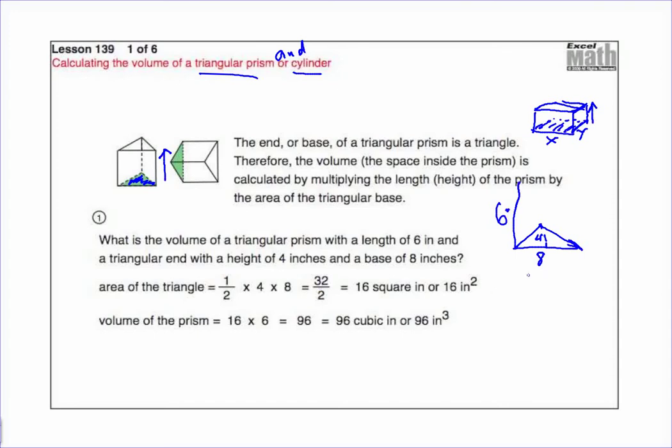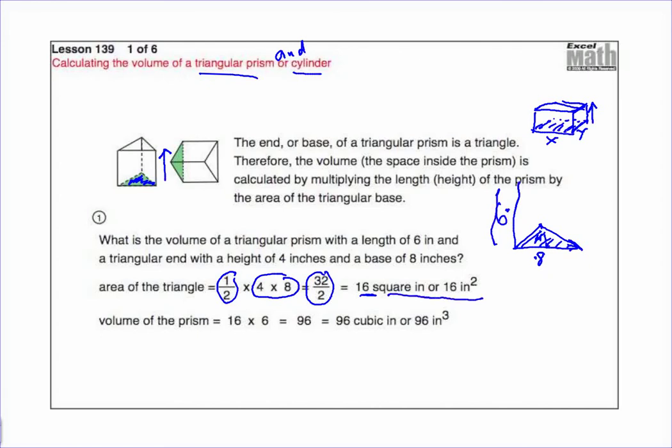So remember, to find the area of a triangle, we multiply these together and then we cut it in half. We divide by 2. So 8 times 4 is 32. We divide that by 2. 32 divided by 2 is 16. So the area of the triangle at the bottom is 16 square inches.